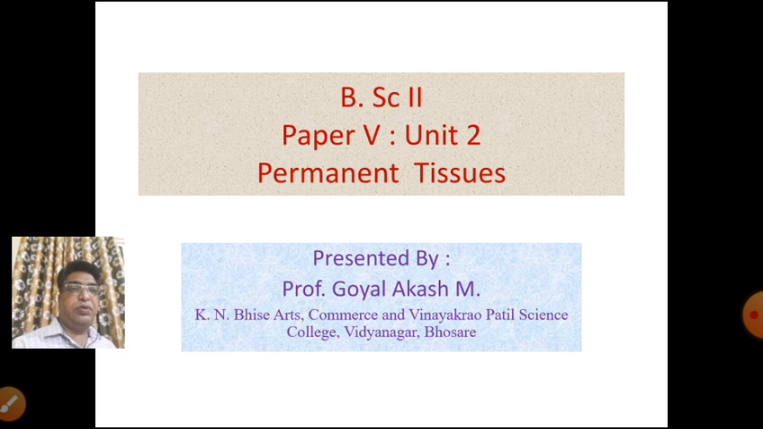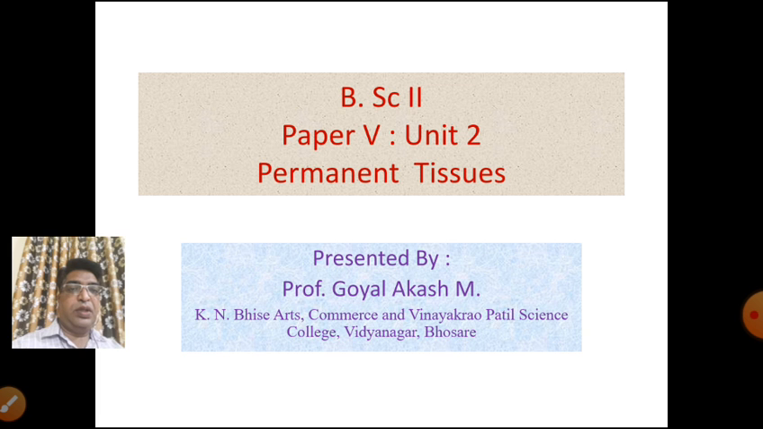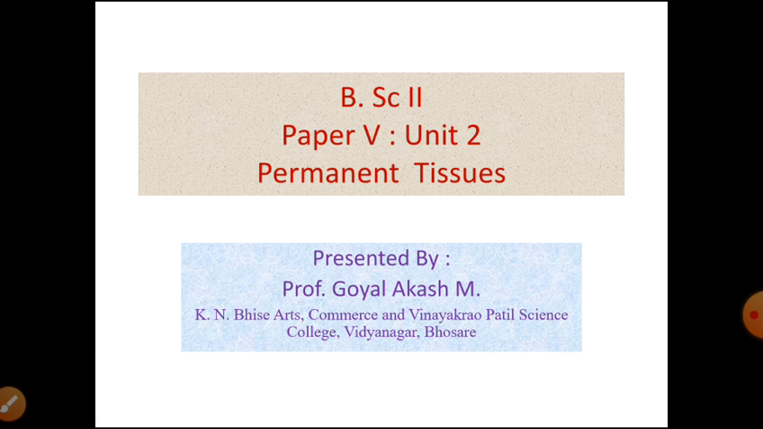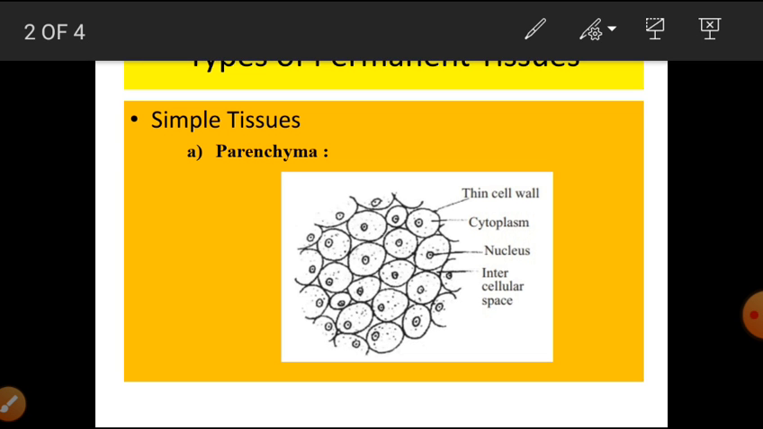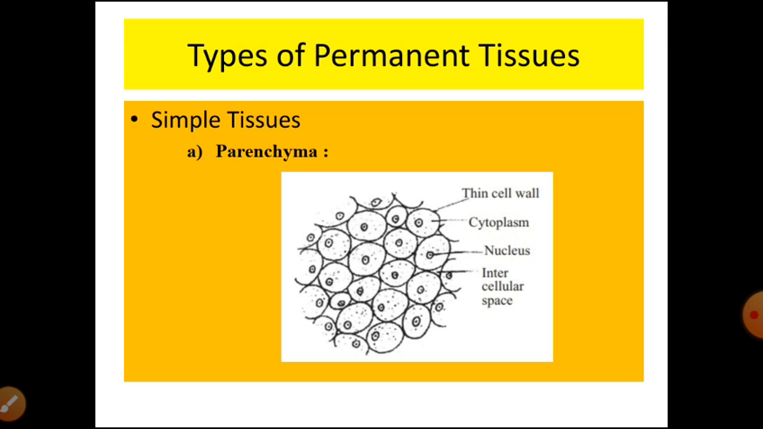Today we are going to talk about permanent tissues. Permanent tissues can be divided into two types: simple permanent tissue and complex permanent tissue. The simple permanent tissues are those tissues which are made up of one type of cells, whereas complex permanent tissues are made up of more than one type of cells.